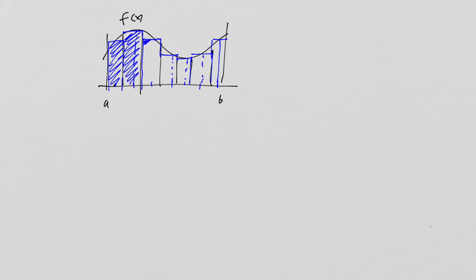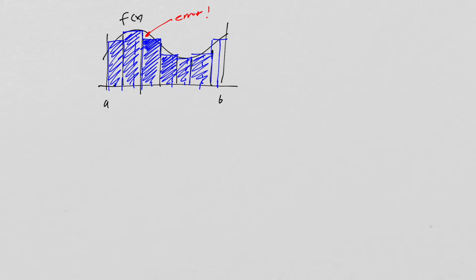Right, so we see here we're clearly missing some of the area. So clearly there's some error there. But we're not going to worry about that because we're just setting up the approximation.